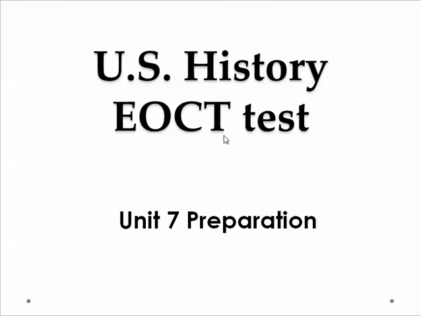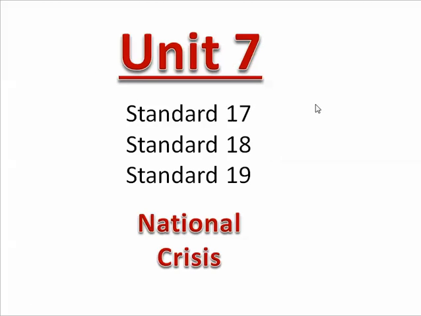Okay, let's turn now to Unit 7 preparation for the EOCT. In Unit 7, we will cover Standard 17, Standard 18, and Standard 19 of the U.S. History Standards for the EOCT, end of course test. And the title of Unit 7 is A National Crisis.